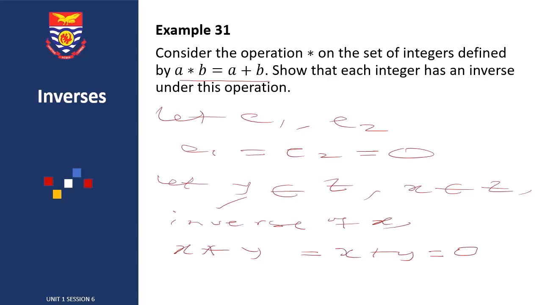So here we are finding the inverse. We are saying let y be the inverse. So I can make y the subject here, and y equals negative x. Therefore, each integer has an inverse under this operation. So the inverse is negative x. Any value you put, you negate it, that becomes your inverse. So that is the inverse for example 31.